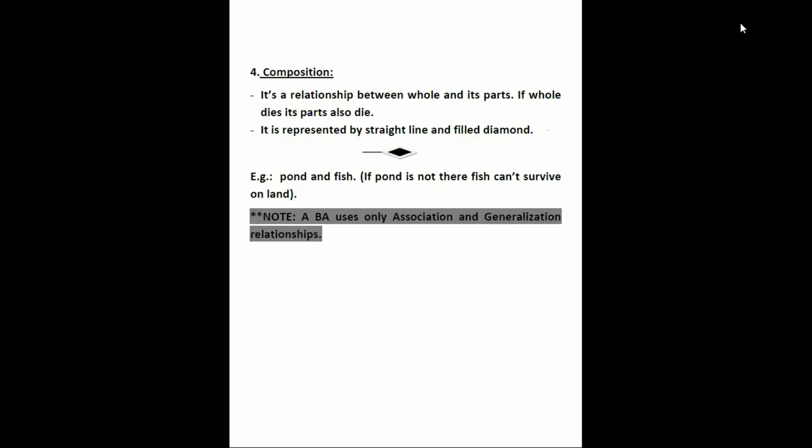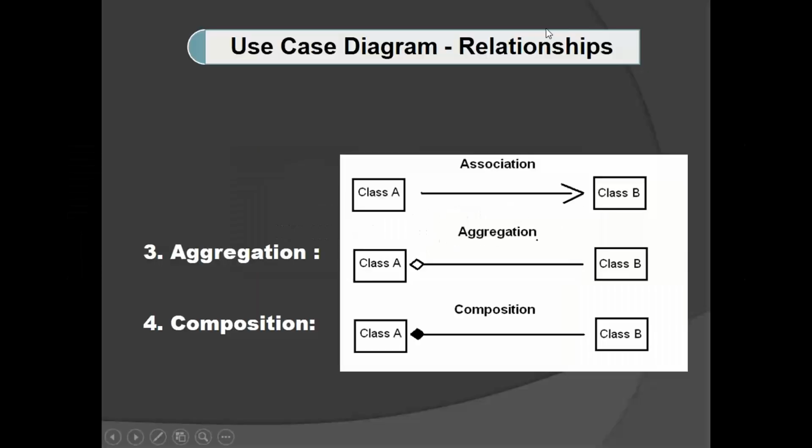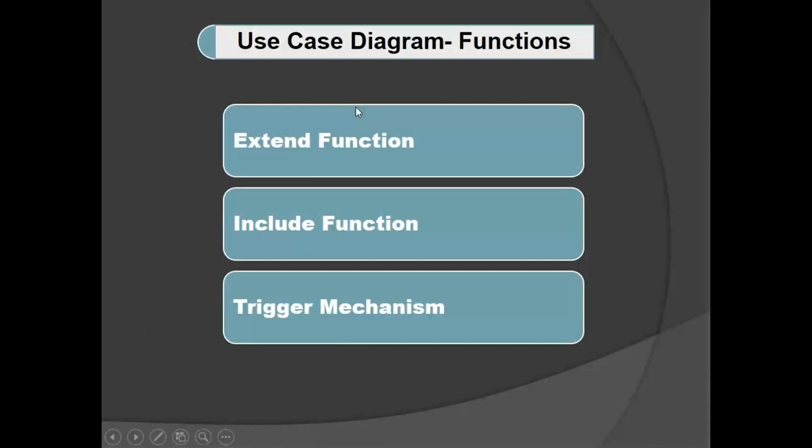Okay, then next we will see the functions in use case diagram. We have three types of functions in use case diagram. What are those? Extend, include, and trigger mechanism.